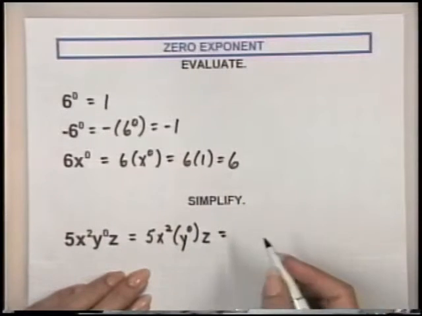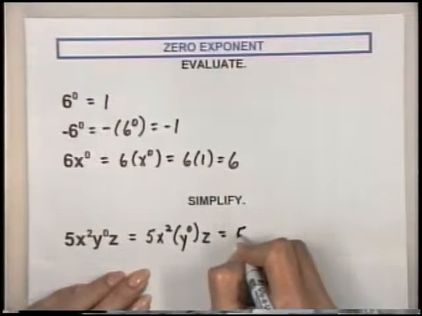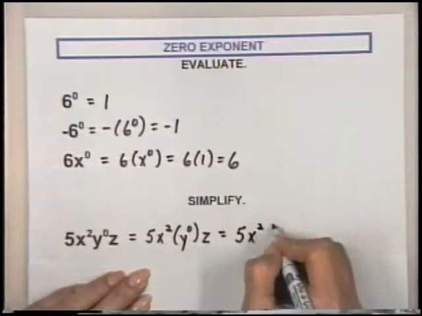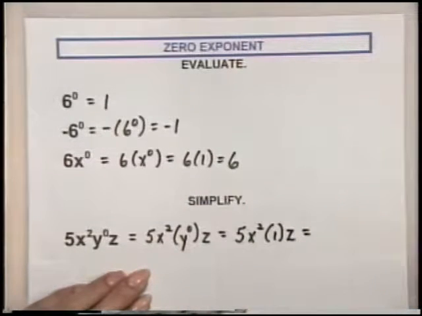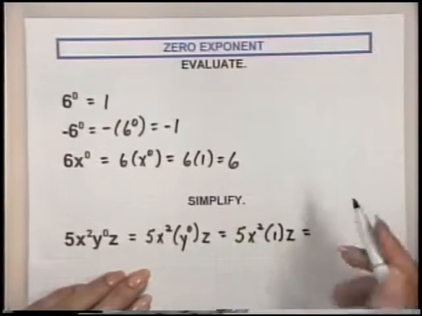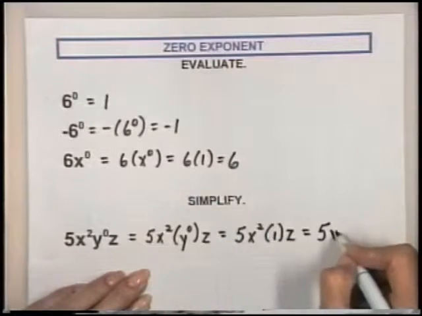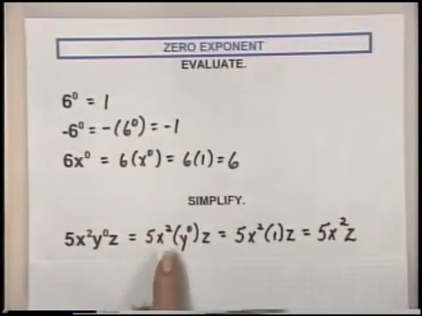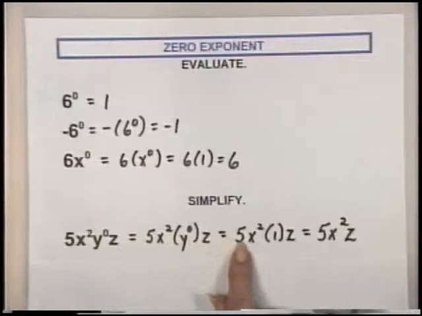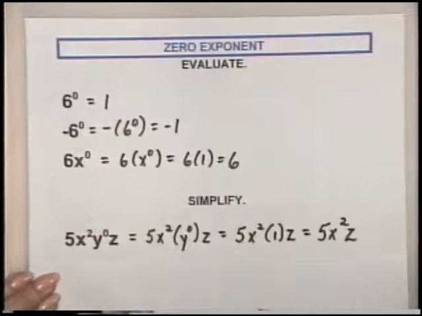Now we know the y to the 0 is 1. So this means 5 times x squared times 1 times z. But what do I get when I multiply 5 times x squared times 1 times z? Well, 5 times 1 is 5, and then I will have x squared times z. Now, I usually do not go through these middle steps.